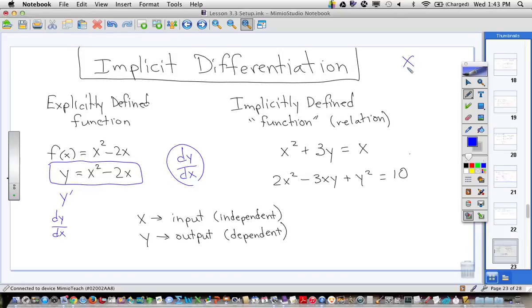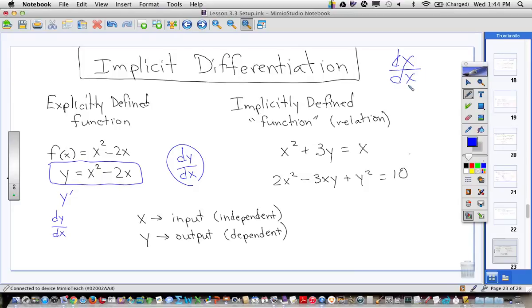If I just came and said, hey, everybody, what's the derivative of x? You would say 1. Nobody would have said x prime, I don't think. Now, until we start talking about this. But what's the derivative of x? Well, the derivative of y is y prime. What's the derivative of x? Well, it's 1. But in Leibniz notation, the derivative of x would be this.